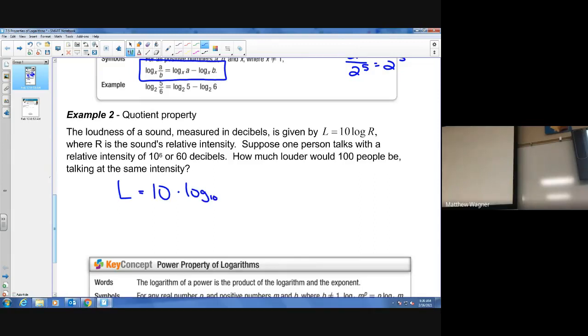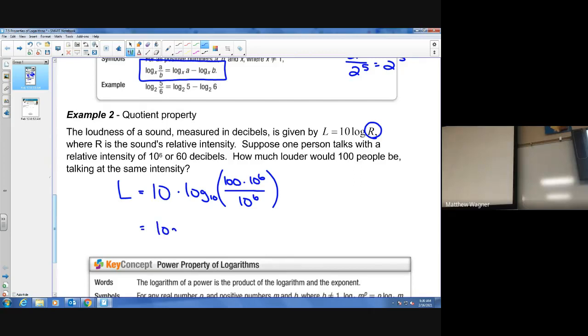All right. How much louder is 100 people talking at 10 to the 6th versus one person talking at 10 to the 6th? The reason we're comparing these numbers is we're looking at the sound's relative intensity. So we're going to use our properties to come up with this idea.